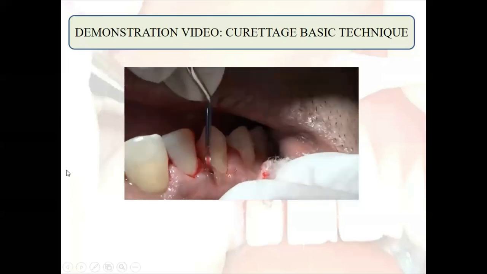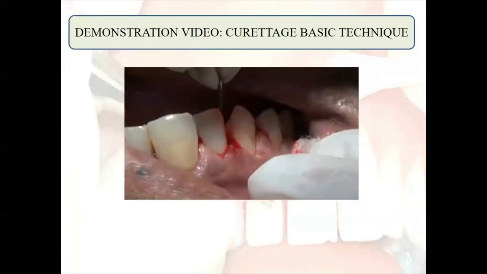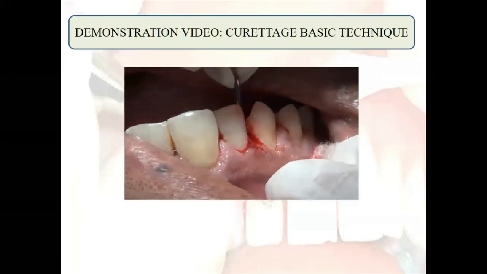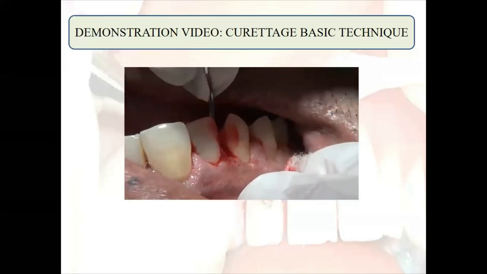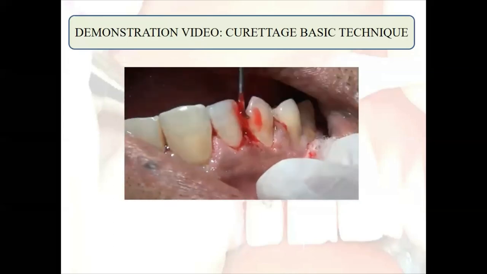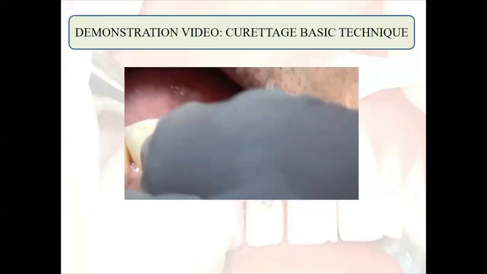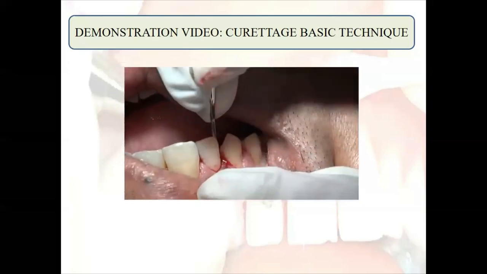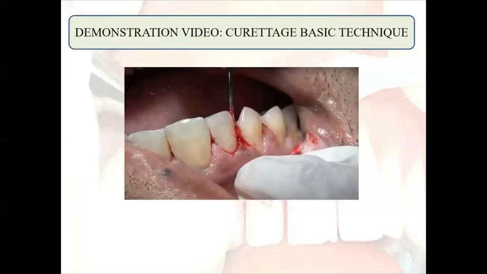First of all, when you start with the procedure, there will be granulation tissue coming out. Granulation tissue, as we have already discussed, is basically the remnant of your diseased ground substance, your pocket epithelium, and remnants of the microorganisms, the debris. The main idea behind periodontal regenerative surgery is to remove the diseased pocket lining. So that's basically what we are doing here.